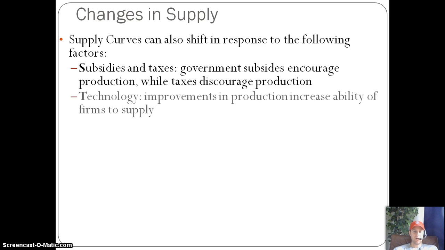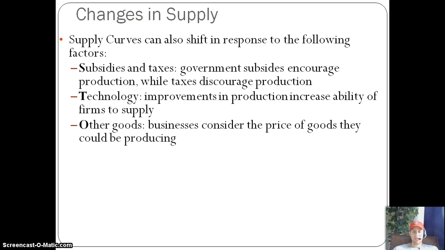Which will of course increase the supply of that item. The next factor is technology. Improvements in production increase the ability of firms to supply. Now remember back to the last unit, we learned about division of labor and assembly line and specialization and automation. Those technologies come along, and all of a sudden businesses can produce more for the same cost. And as a result, they are producing more and more. That increases supply. New technologies increase the ability to produce things. There's more supply on the market.